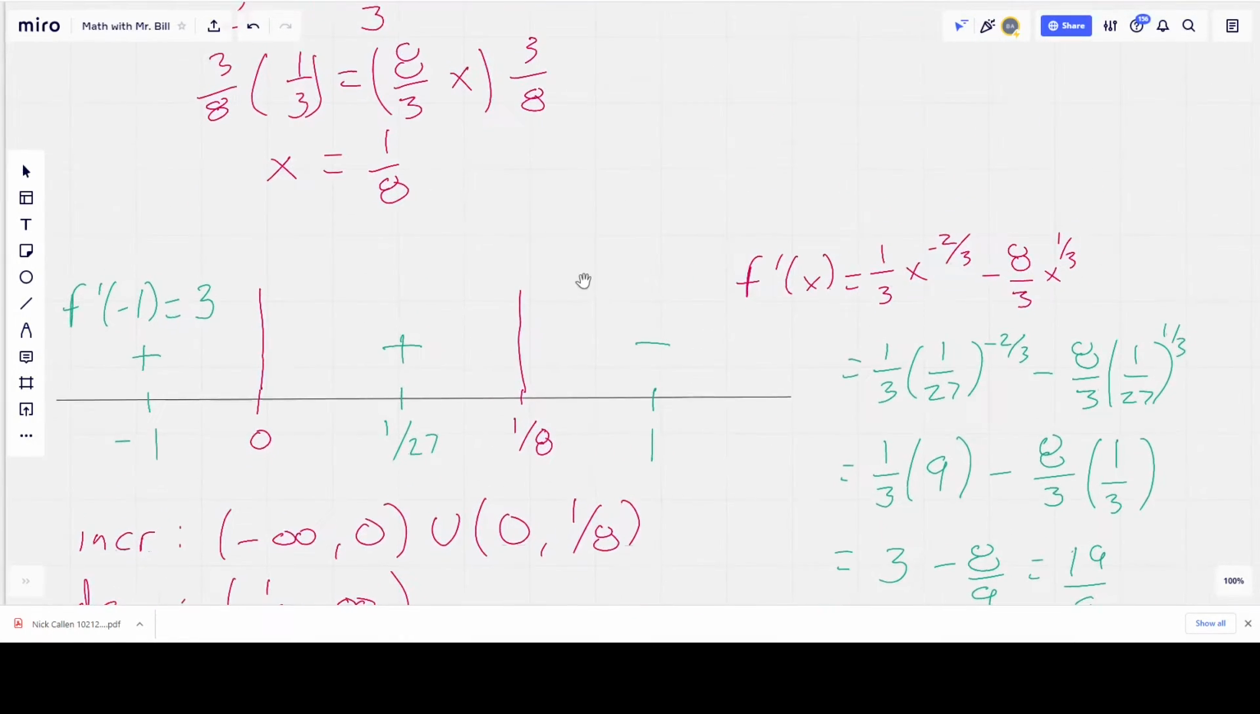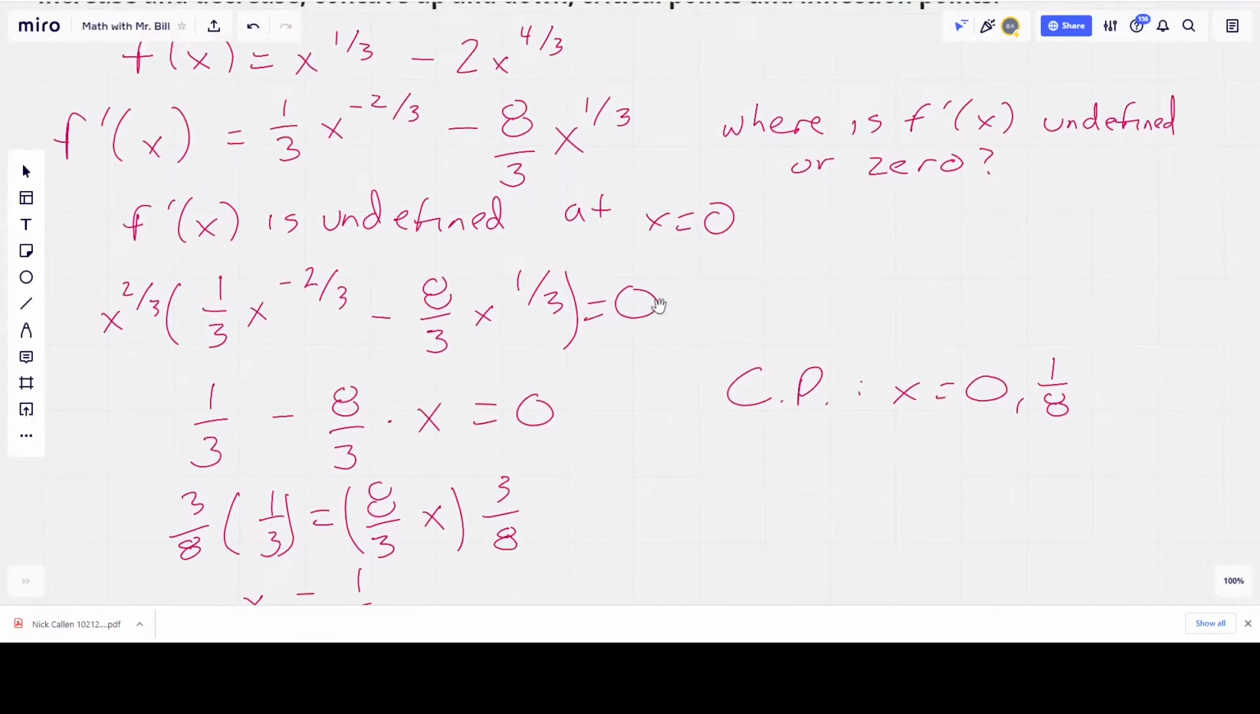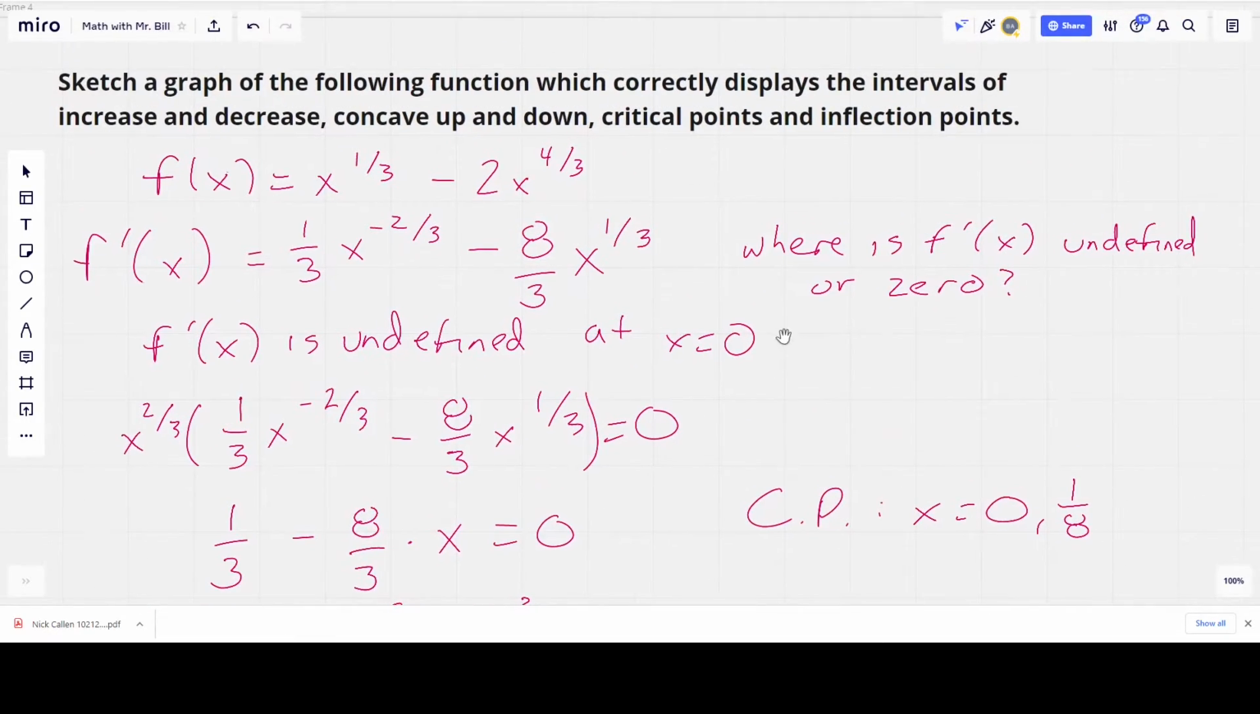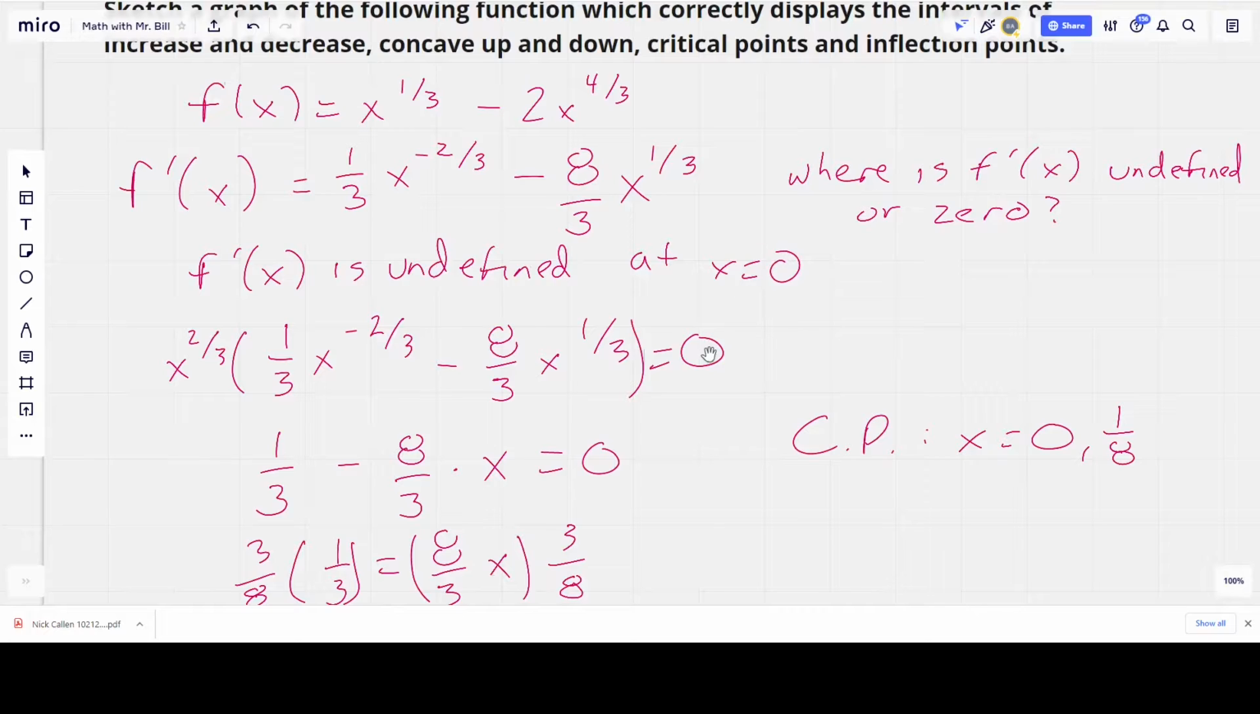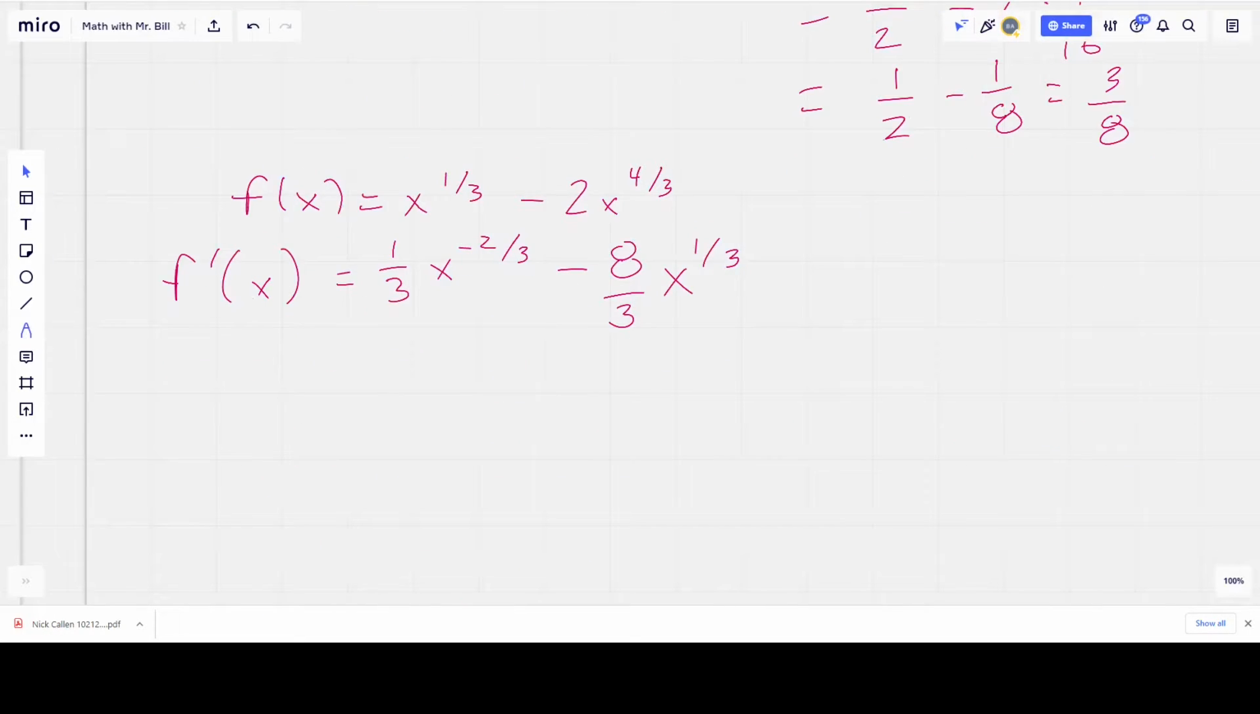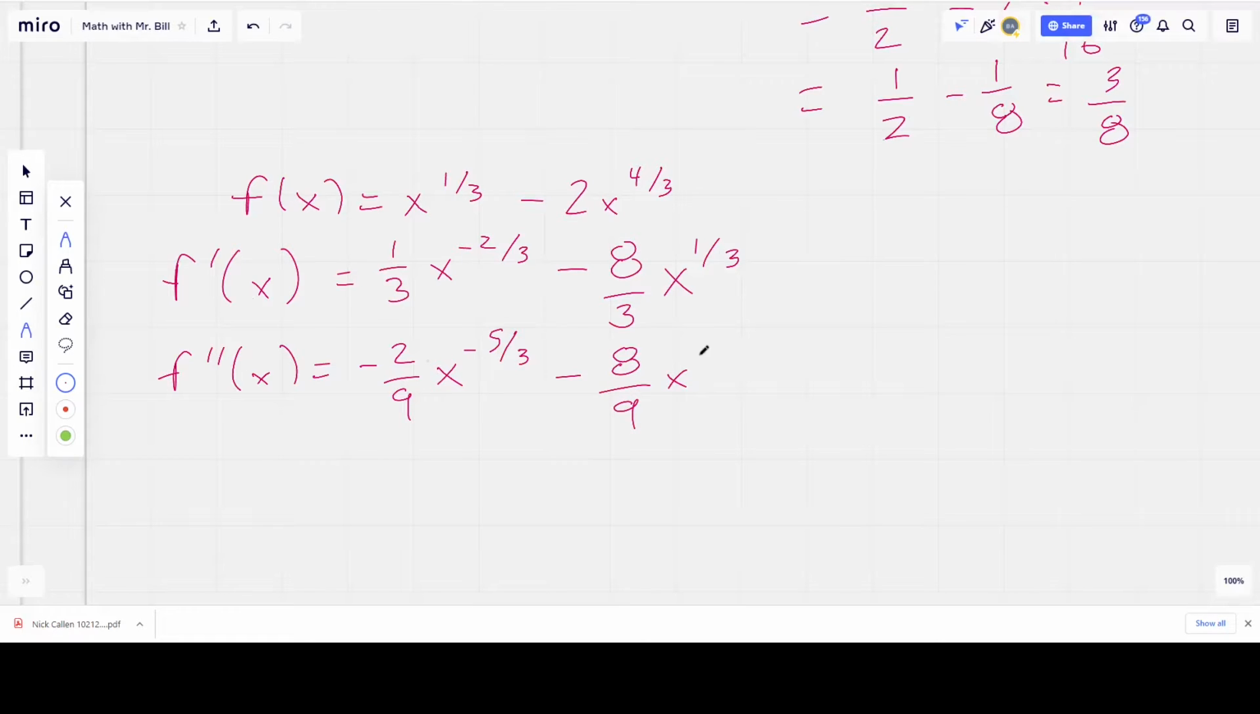Okay, so now we get to wash, rinse, repeat for the intervals of concavity, where it's concave up and concave down. So let's find the second derivative. So bring the negative 2/3 down front and multiply by 1/3. So we get negative 2/9 times x to the negative 2/3 minus 3/3. So it's going to be negative 5/3 minus 8/3 times 1/3, which is 8/9 times x to the negative 2/3.